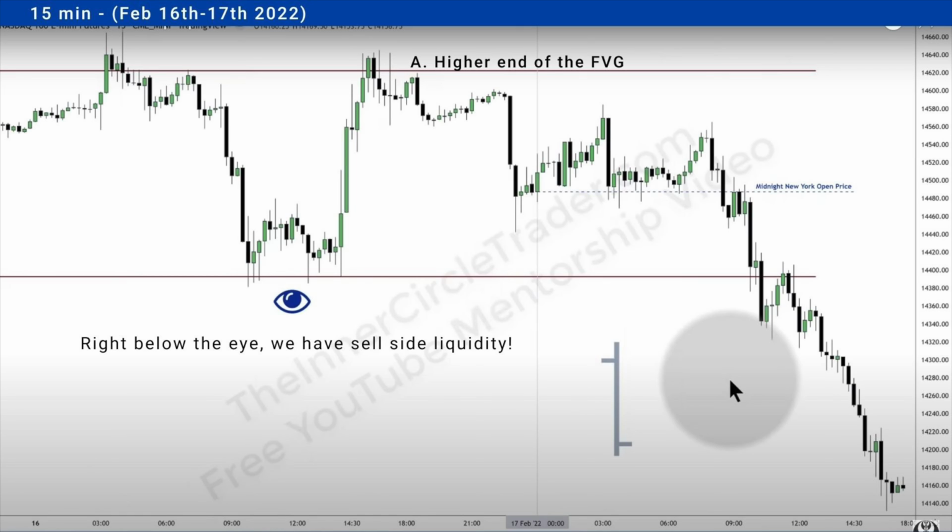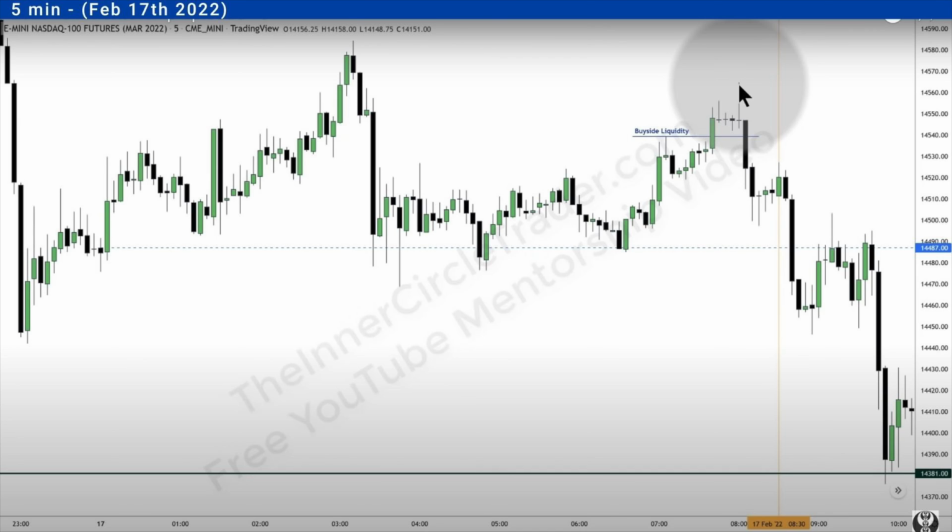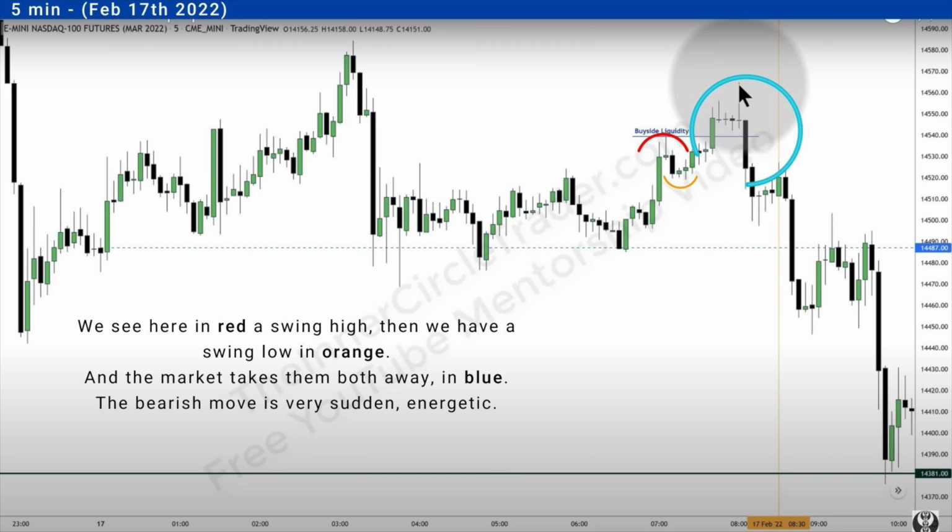It's crazy. Now, if from the 15 minutes time frame we drop to a 5 minutes time frame, we are going to observe some swing highs and swing lows. You can see the first swing high in red, the following swing low in orange, and last but not least, you can see that the market takes them both away, and that's the blue circle. What you should notice here is that the bearish move, the price taking away all the liquidity, is really sudden, is energetic, is something that happens very quickly.